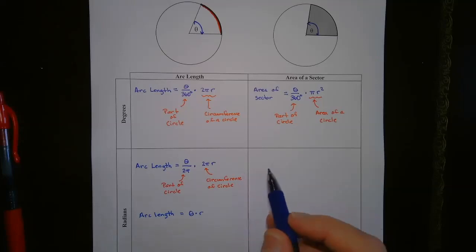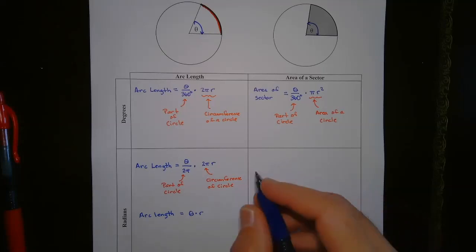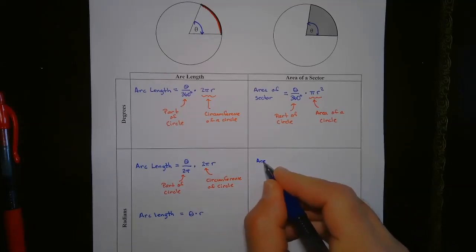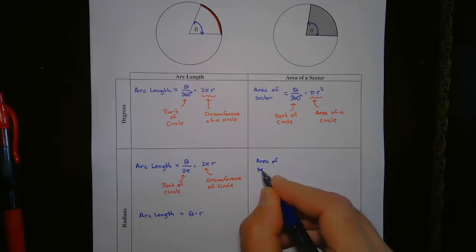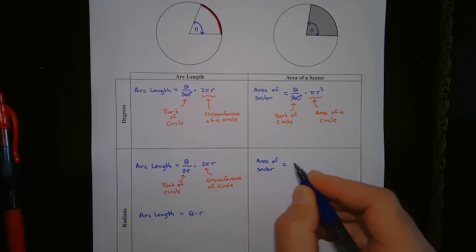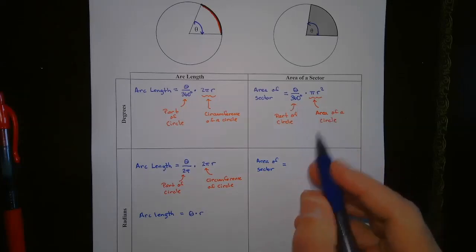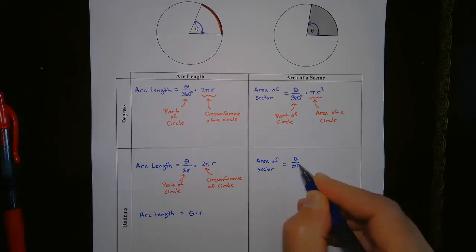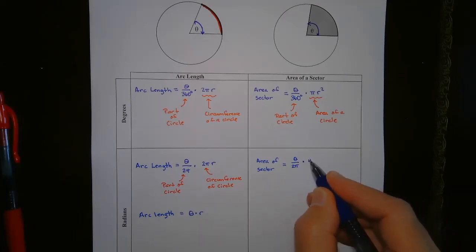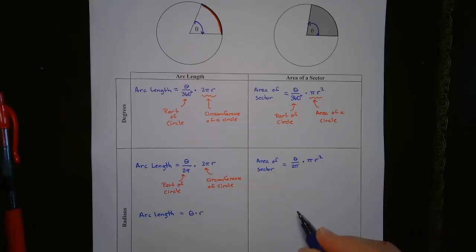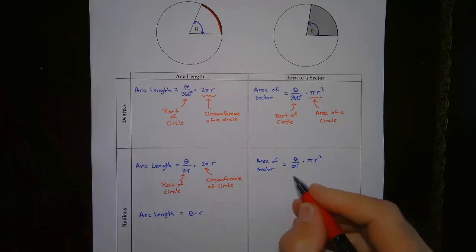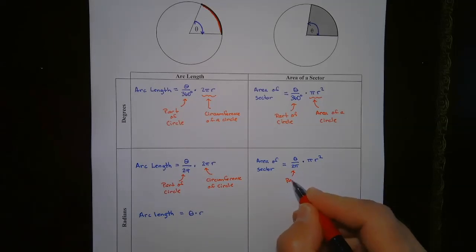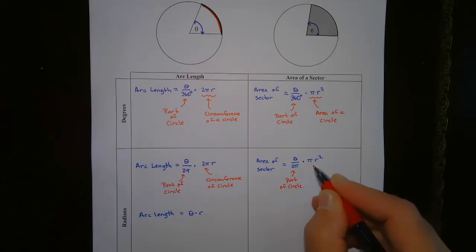Now back over here to radians for the area of the sector. It's going to be the same idea. The area of the sector would equal, instead of theta out of 360, again, it's in radians, so it's going to be theta out of 2 pi, and then times pi r squared. Again, this is the part of the circle, and this is the area of the circle.